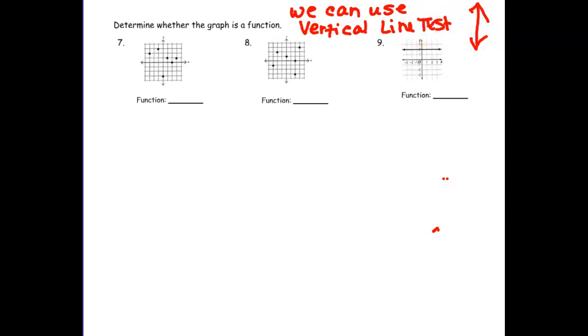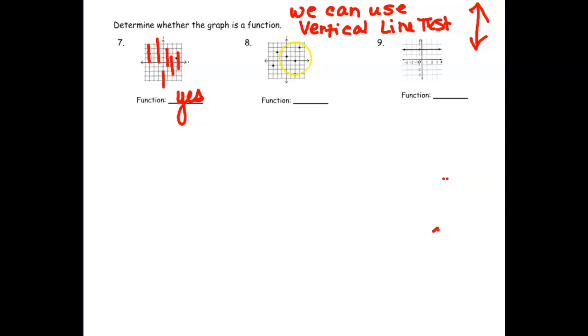So if I was looking at number 7, if I had each of these points and I made a straight vertical line through each of those points, would I ever cross another point? No, so I can call that a function. Okay, if I ever cross 2 points, then it would not be a function.